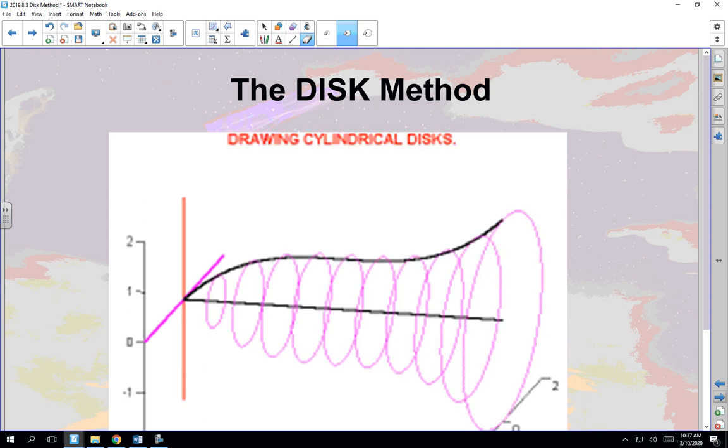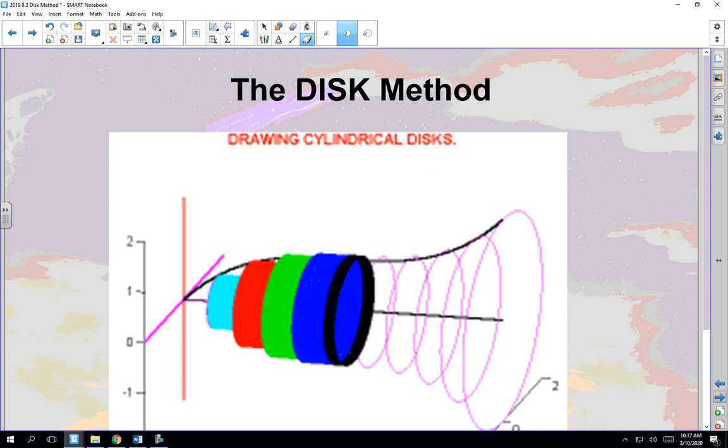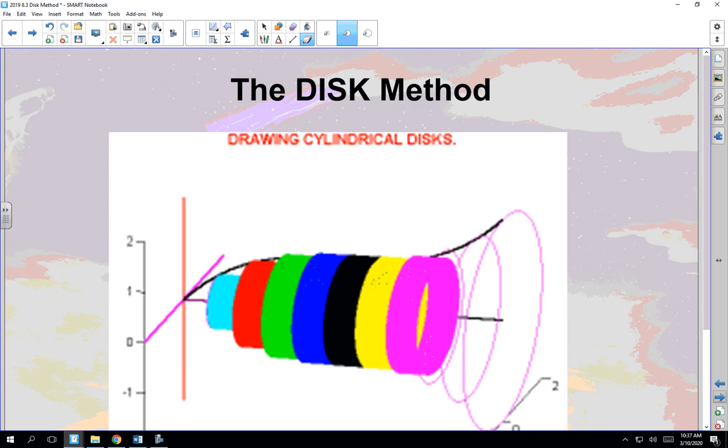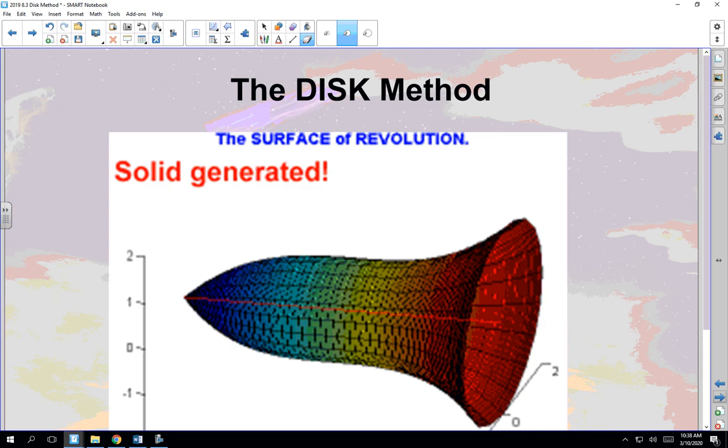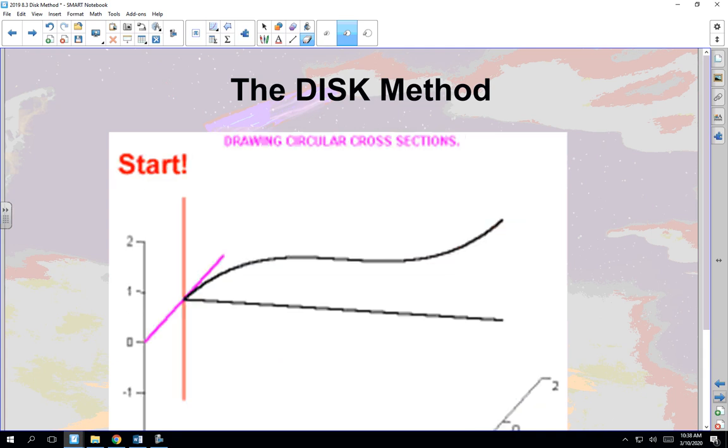So here's our animation of what's happening here. This is a different function. It's not y equals x squared. But you're taking each of those pi r squared h's and adding them all up. And that's where the integration, the integral, comes in. It's our accumulation function.